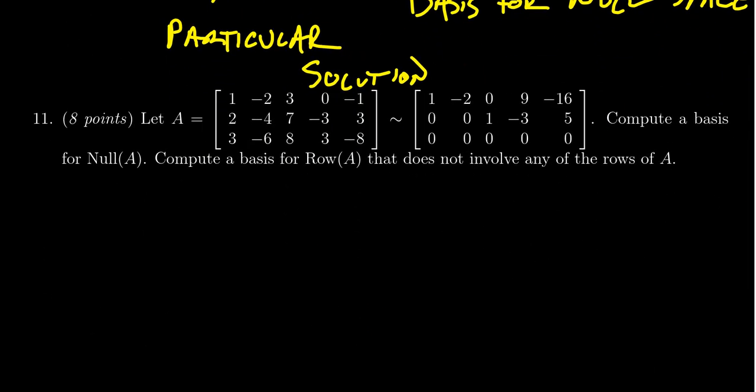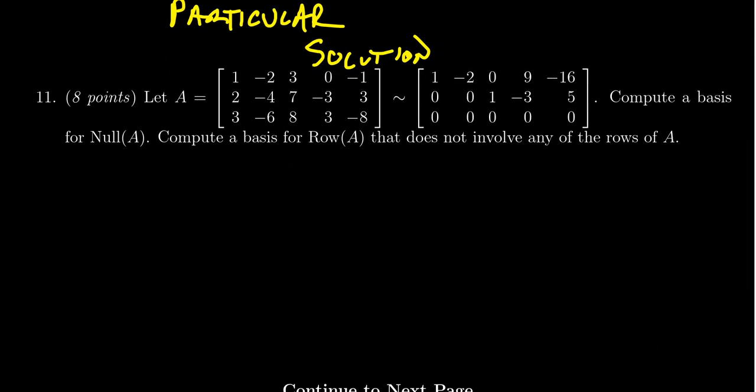Question number 11. This is a fun one. I like this one a lot. This question is going to ask you about two of the three fundamental spaces of a matrix that we know so far. You'll be given a matrix A, and it could be some big thing like this one. This one's a 3x5 matrix. You'll be given the original matrix A, and you'll be given its row reduced echelon form. So you don't have to worry about computing the row operations because it'll be done for you.